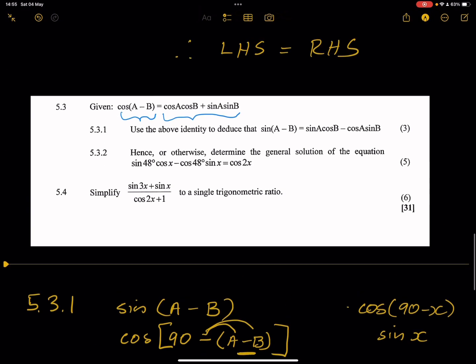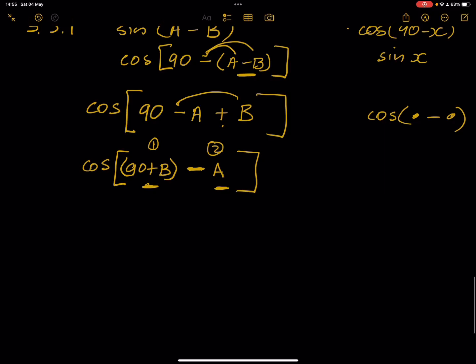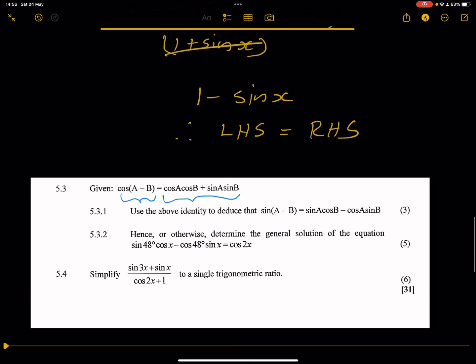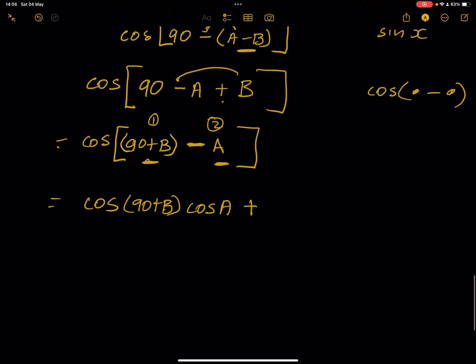And what they said here is that if I've got cos of anything minus something else, that will give me cos A cos B. So this will be equal to cos 90 plus B cos A, right? Now note, you've got plus on the inside. So that's plus, that's sine of 90 plus B sine of A.